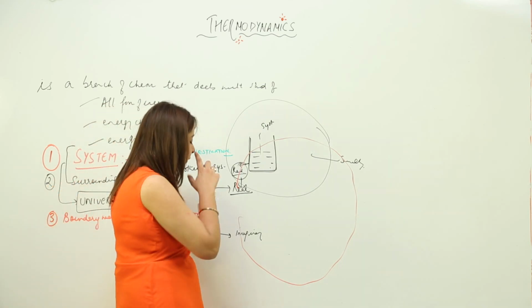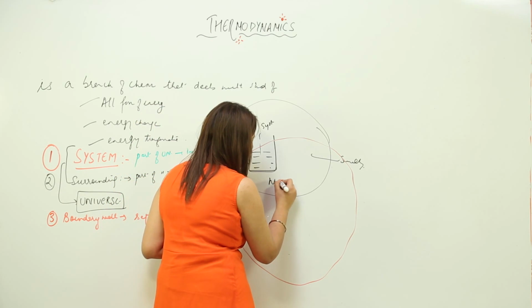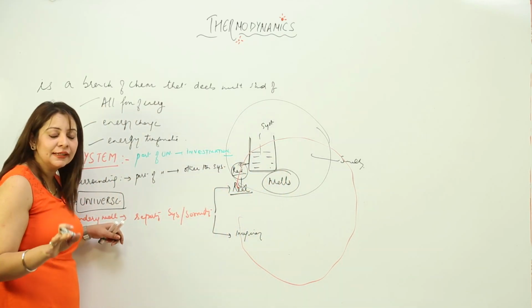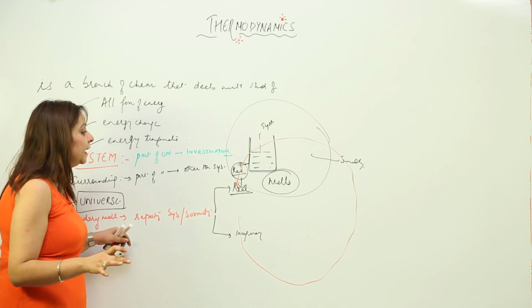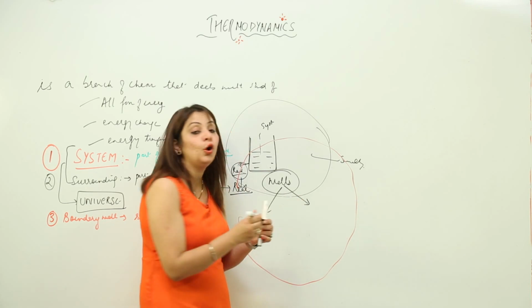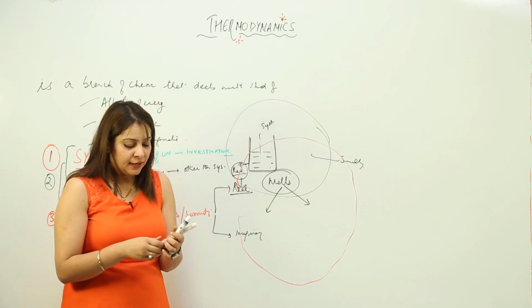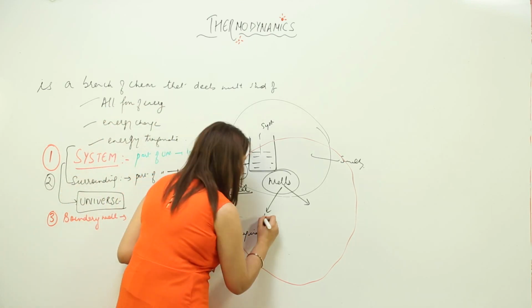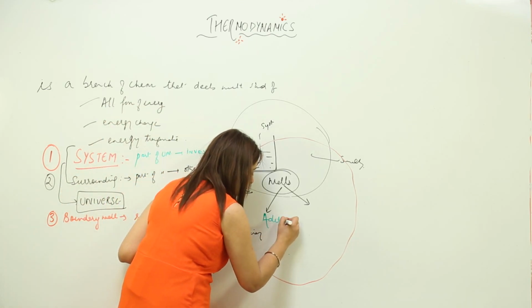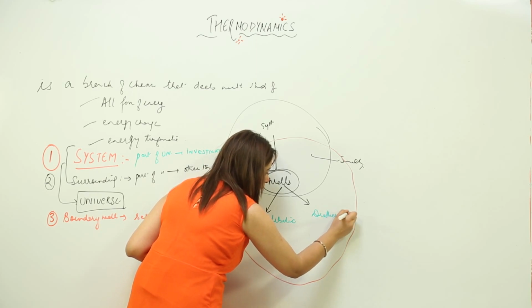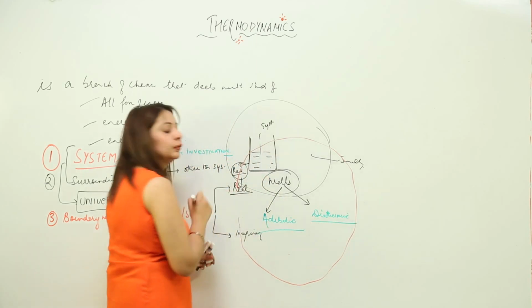Now, when we talk about walls, as I told, boundary wall, the boundary is clear: it can be real or it can be imaginary. But when I talk about the wall, we generally have two types of walls separating system and surrounding. One is the adiabatic wall and the other is the diathermic wall.